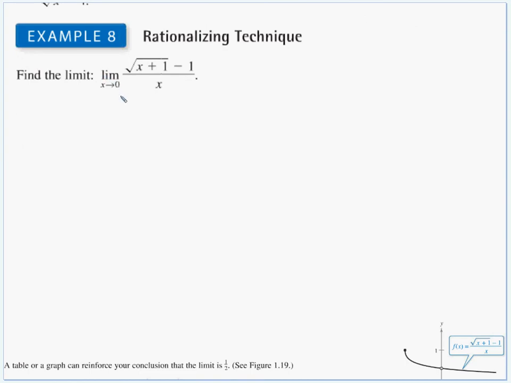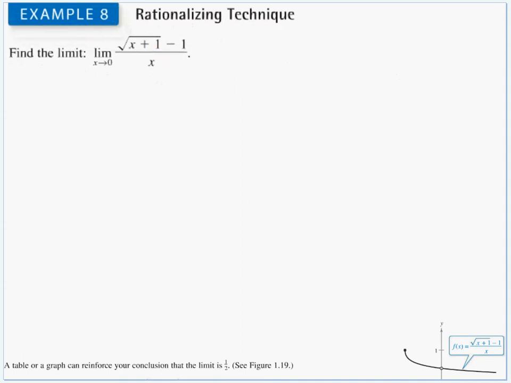Okay, example 8, we have just found this limit. We're approaching 0. Our numerator is radical x plus 1 quantity minus 1 over x. What do we try first? Direct substitution. So the 0 goes in. We get radical 0 plus 1 minus 1 over, direct sub in that x, a 0. So numerator 0, denominator 0. Indeterminate form, we can't get the limit that way.